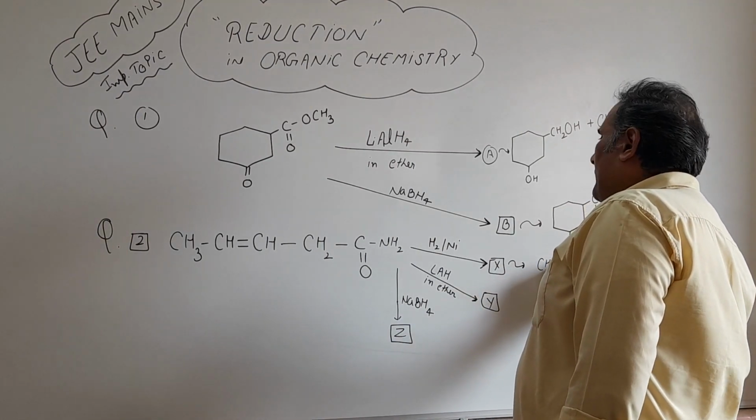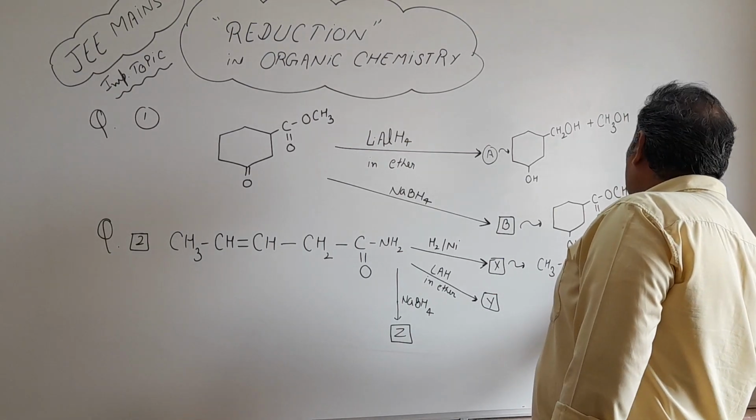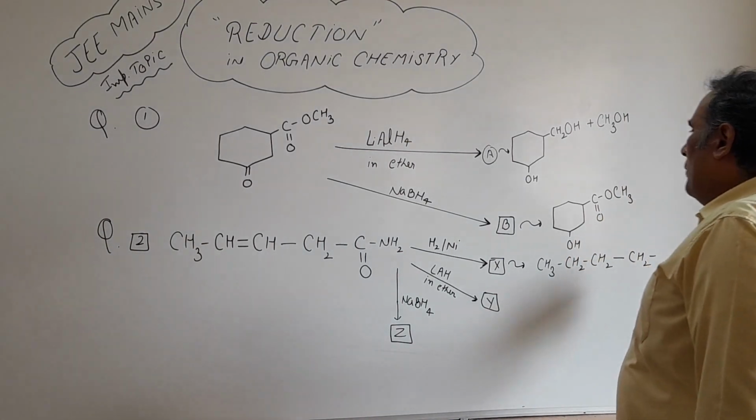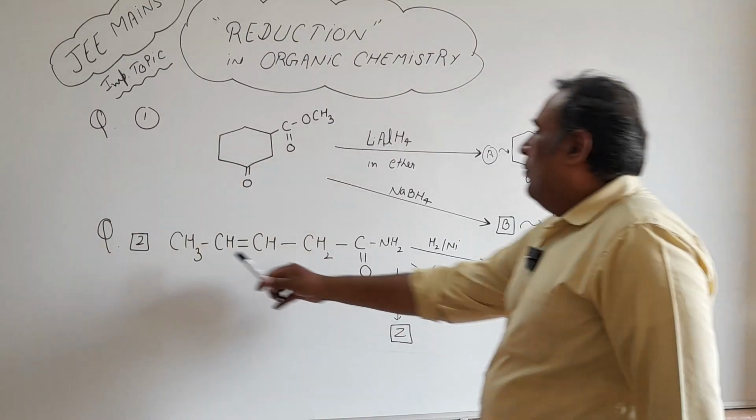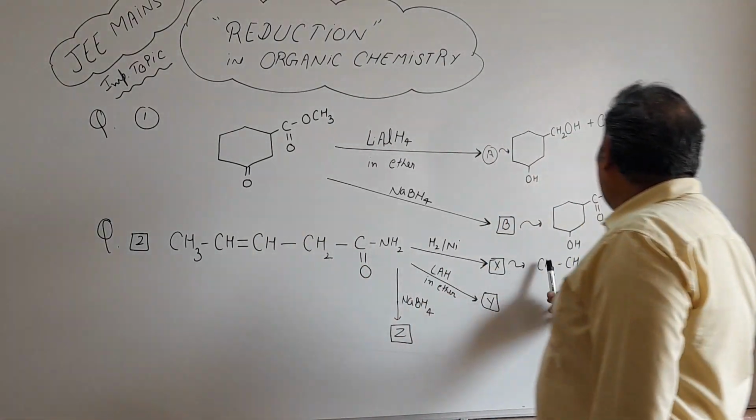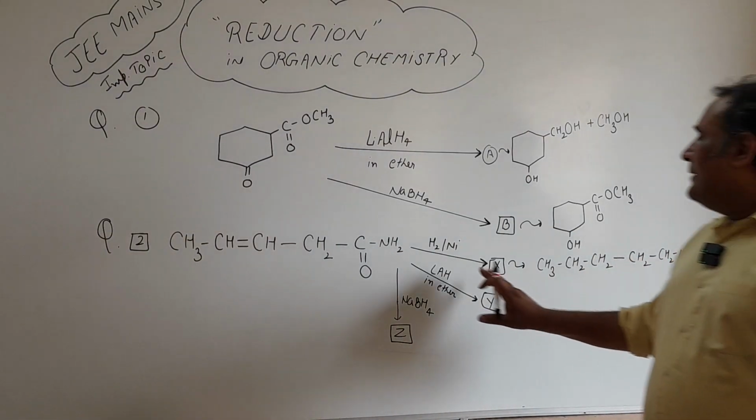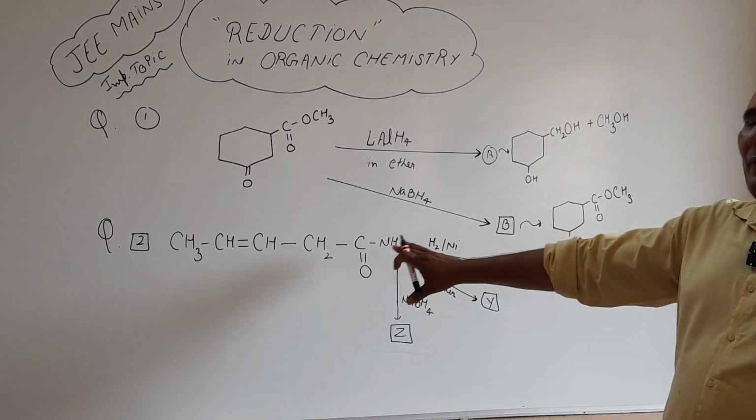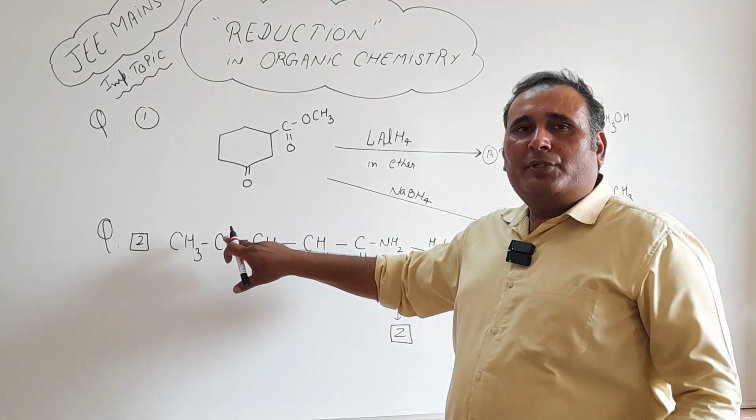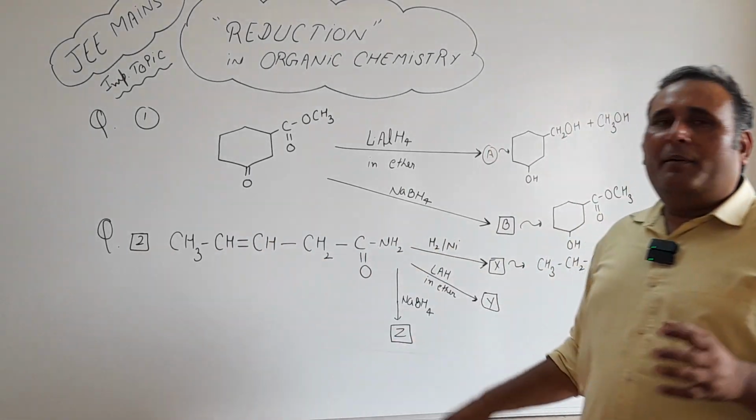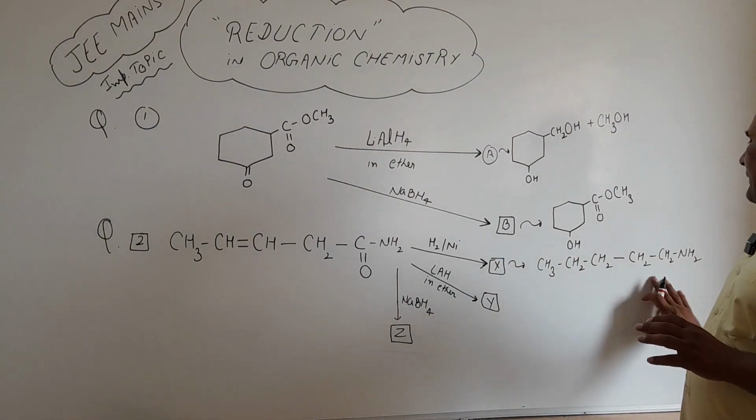CH3, CH2, CH2, CH2, and CH2NH2. 1, 2, 3, 4, 5. The number of carbons will be the same. So we can say when we are reacting this compound with hydrogen and nickel, this double bond also reduces into a single bond, as well as this amide reduces into an amine. So X will be like that.